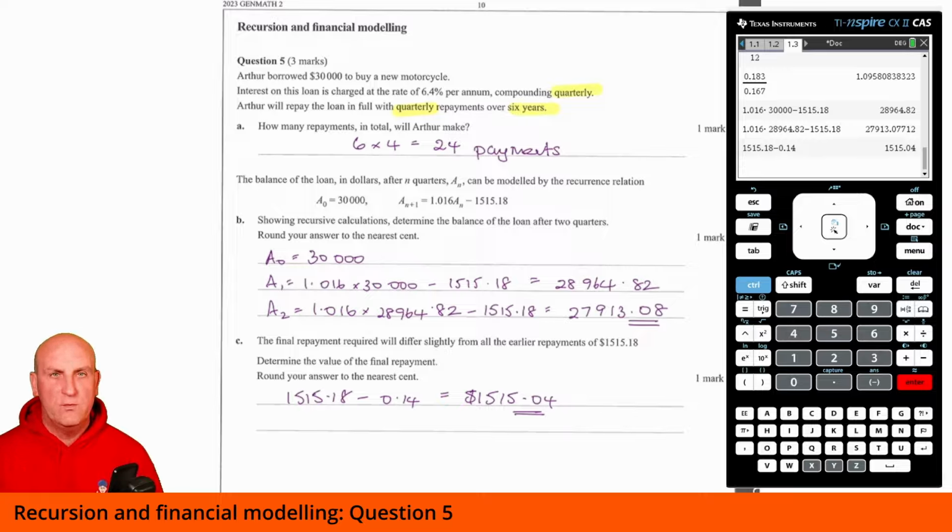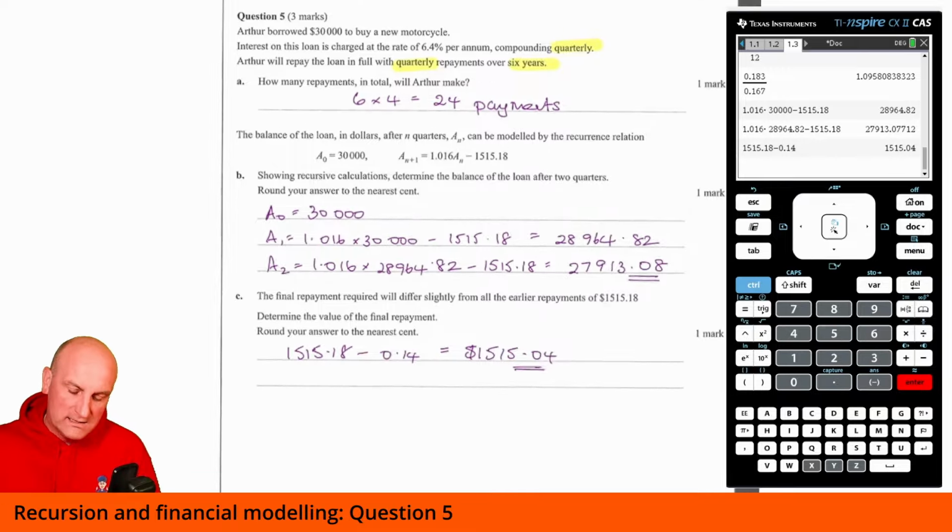Yeah, people will turn around and say, what if I didn't round that? Well, you need to round it to be able to get that answer. And a lot of people go, why did you use your calculator? Because I don't want to make a mistake. All right, so that was question number 5.